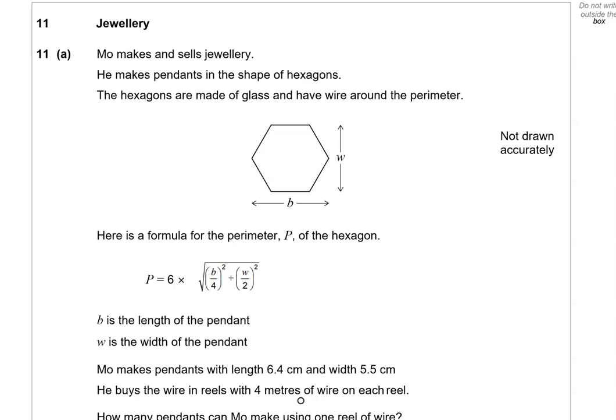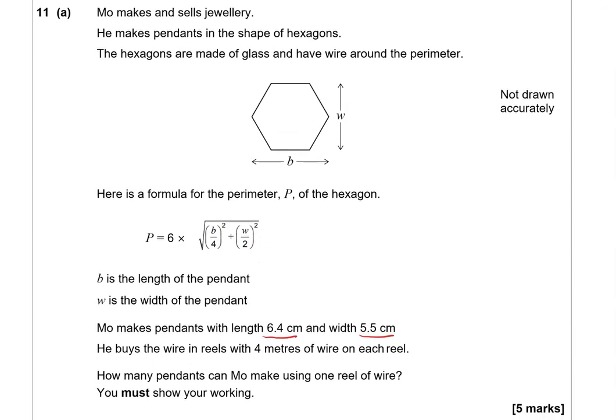Mo makes pendants with length 6.4 centimeters and width 5.5 centimeters. He buys the wire in reels with 4 meters of wire on each reel. How many pendants can Mo make using 1 reel of wire? You must show your working. So let's work out the perimeter of the hexagon, or in other words, how much wire is needed for one of them.